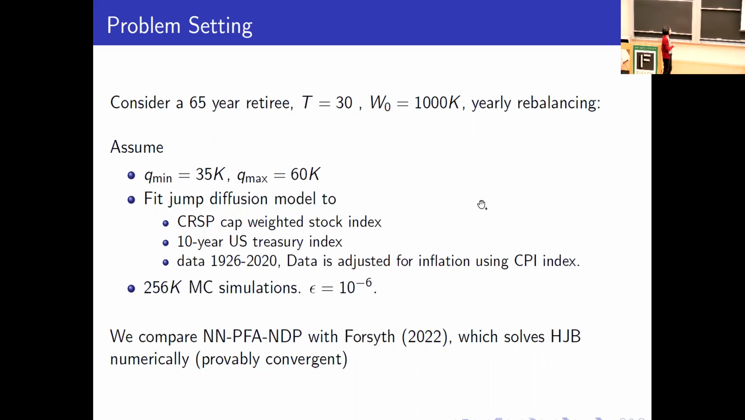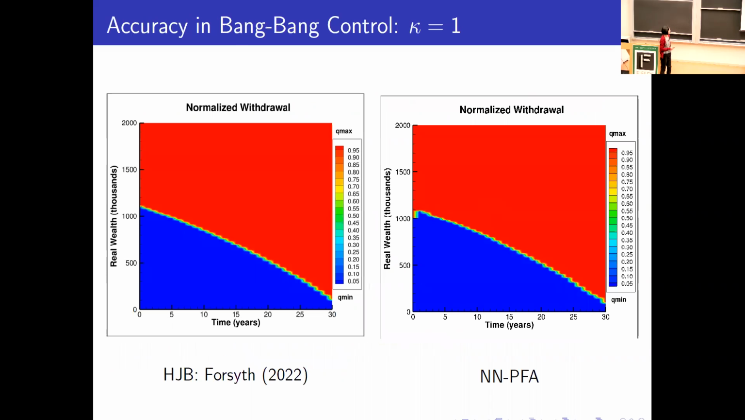We're going to generate 256K paths from our estimated jump diffusion model, and we set our stabilizing term parameter epsilon to 10 to the power minus 6. We're going to test our solution approach by comparing it with the HJB equation approach, because in this case we're still at a low dimensional case. The HJB equation approach you can think of as a proxy for an analytic solution, if you like. Numerically, you can prove it converges to the true solution. So that's basically what we're going to do.